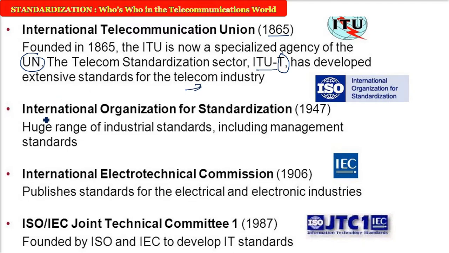Then in 1947 we have the ISO, the International Organization for Standardization. Please see that the acronym is ISO, but it is not spoken like this. It is spoken as International Organization for Standardization, not International Standard Organization. It makes industrial standards, even management standards. In 1906, the International Electrotechnical Commission was founded, which publishes standards for the electrical and electronic industries. Then we have the ISO/IEC Joint Technical Committee, which is for IT standards.